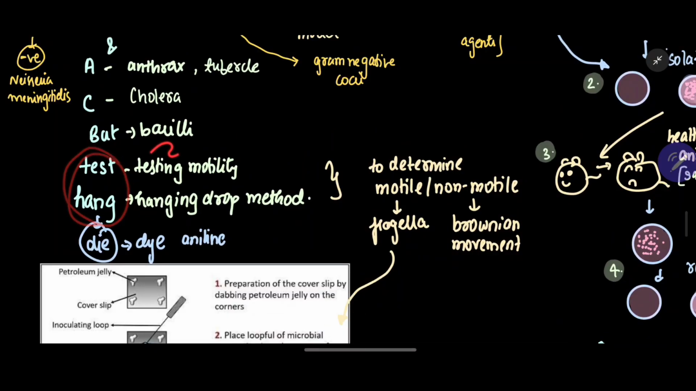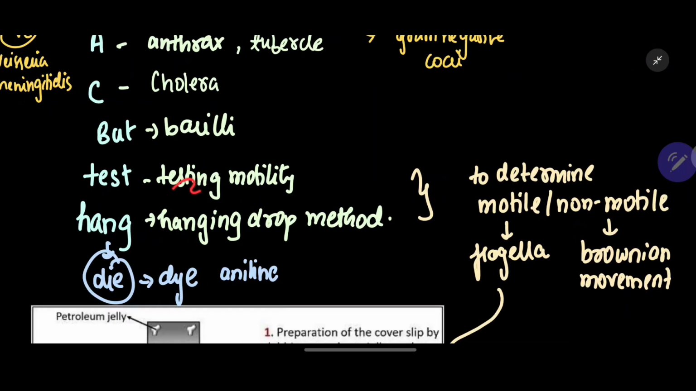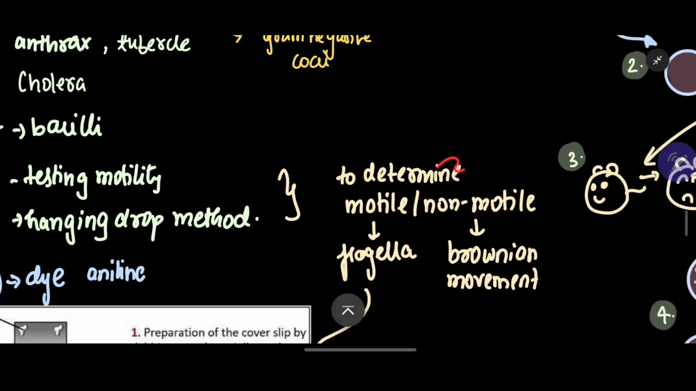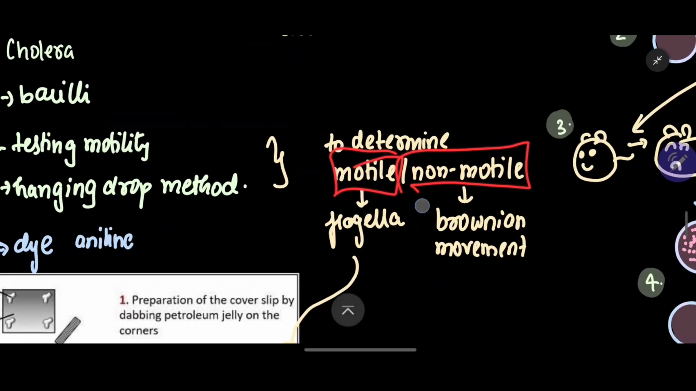test and hang. So there's this thing called testing motility. That basically means you're testing the motility of an organism. See, an organism can be motile or it can be non-motile, right?